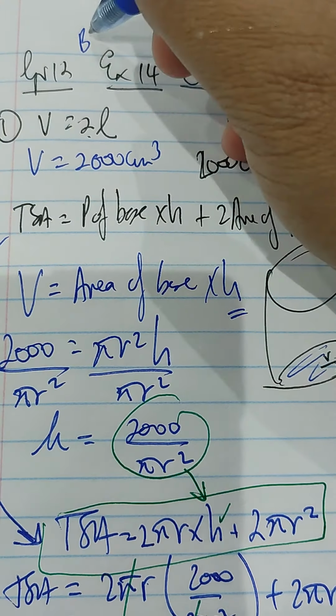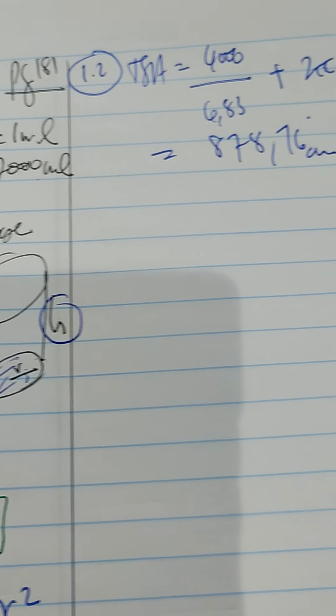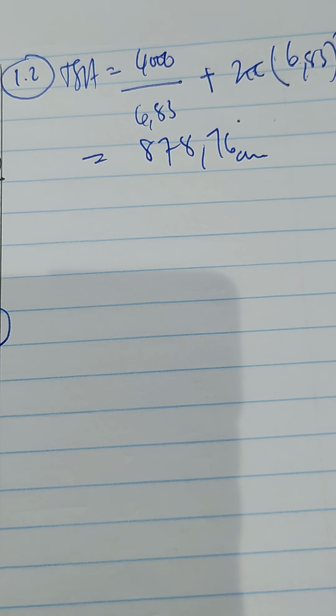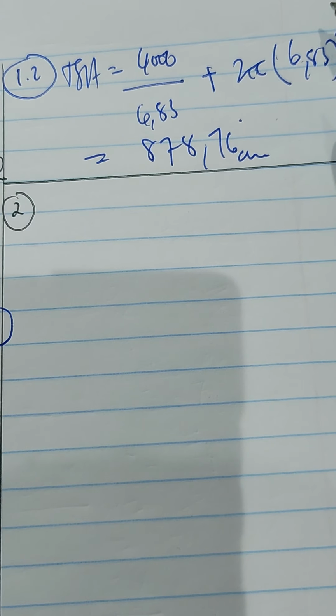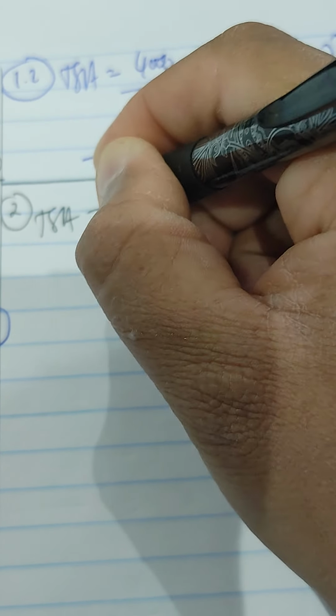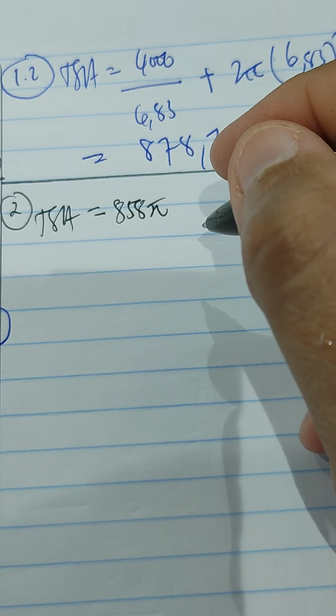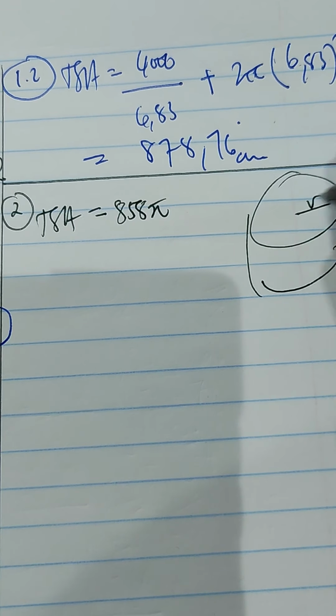Okay, so this is basically the second part of this video for exercise 14 on page 181. In number 2 we are told that the right prism has a total surface area. So here we're going the other way around. The first one we had the volume, here we have the total surface area of 858 pi centimeters squared. Again, that's your radius and there's your height.